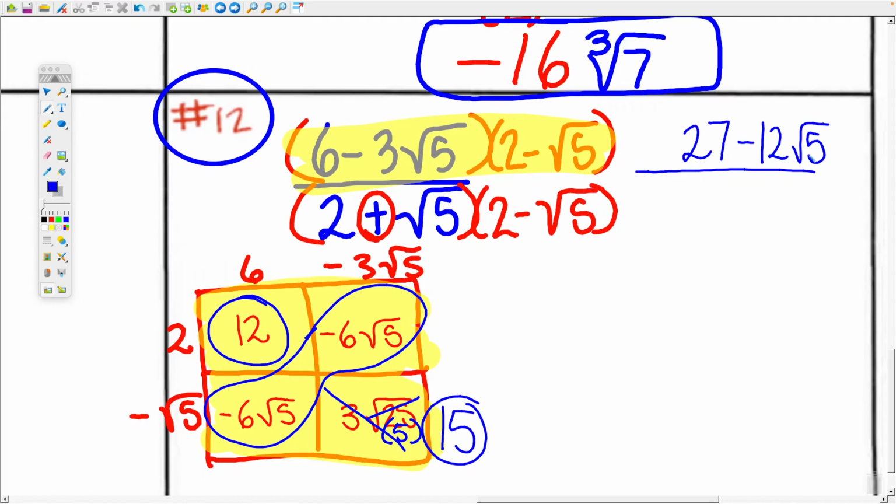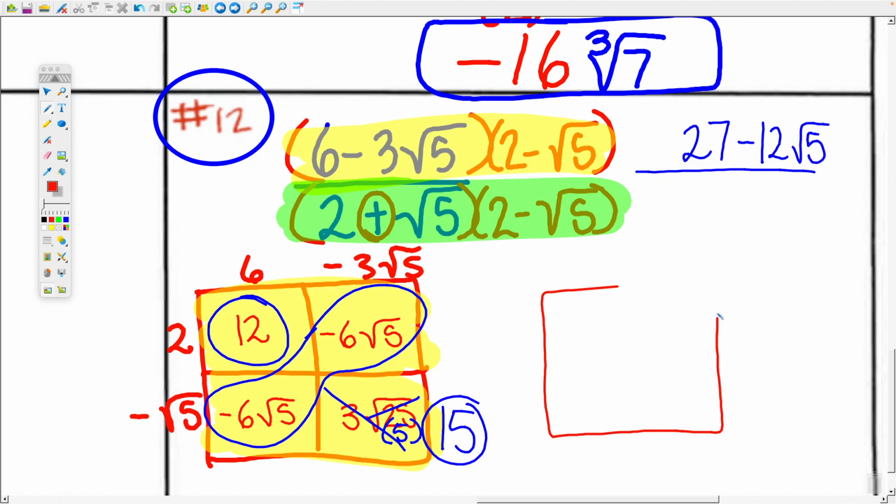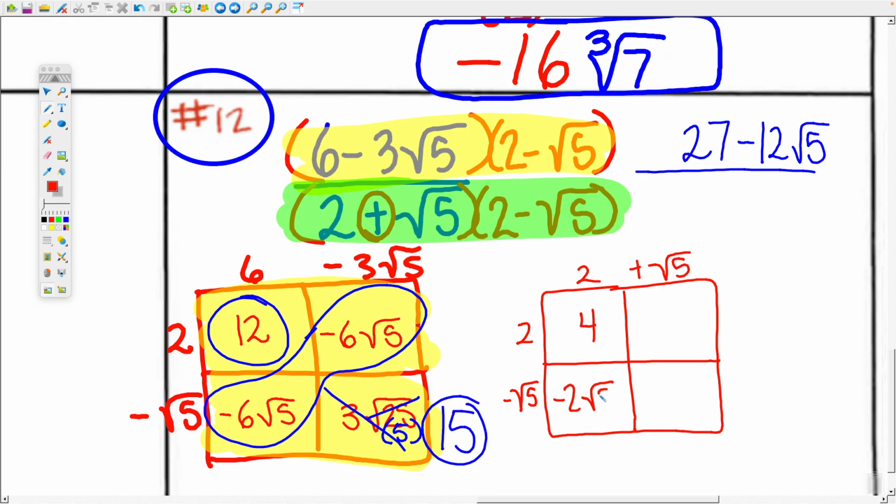And now I'm on the bottom. This needs its own box as well. So I'm going to draw one more time over here. Okay, outside times outside, inside times inside. 4, -2 radical 5, +2 radical 5, negative square root of 25.